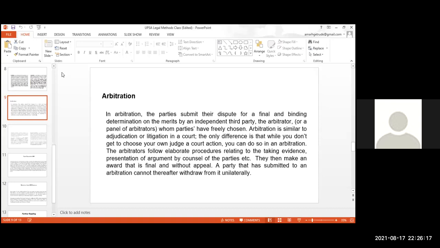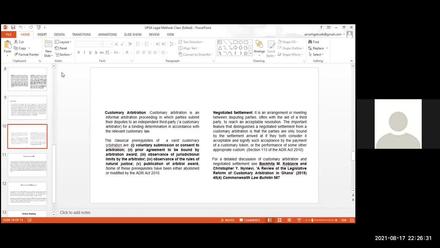I'm getting the impression that we are running out of time a little. So some of the things I'm going to have to leave for you to look at by yourselves. Let's briefly look at this concept of customary arbitration.